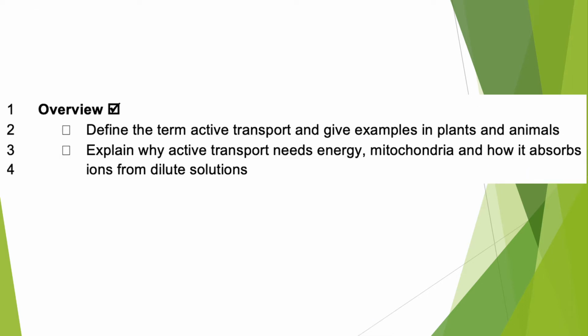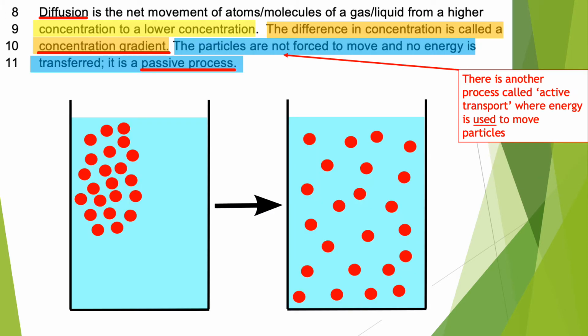So today we are looking at what's called active transport. By the end of this lesson, hopefully you will be able to define the term active transport and give examples, as well as explain why active transport needs energy, and how the mitochondria helps it absorb ions from dilute solutions.